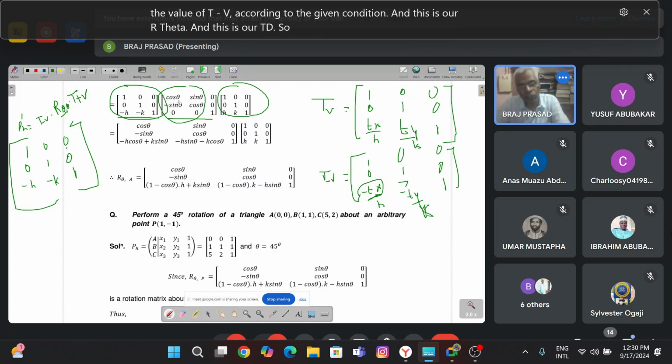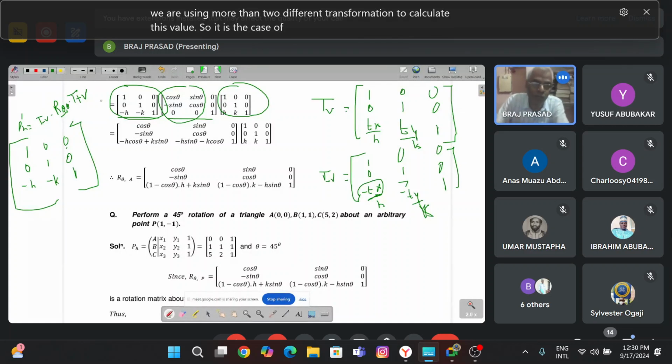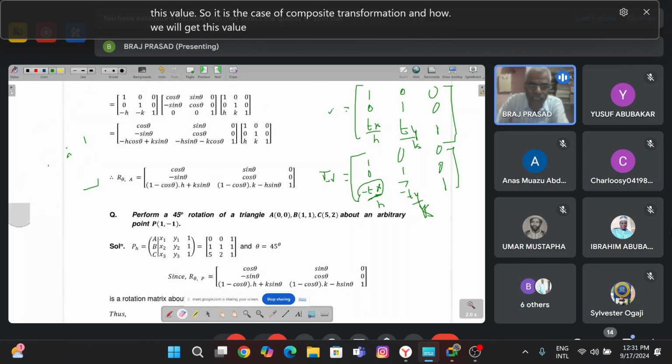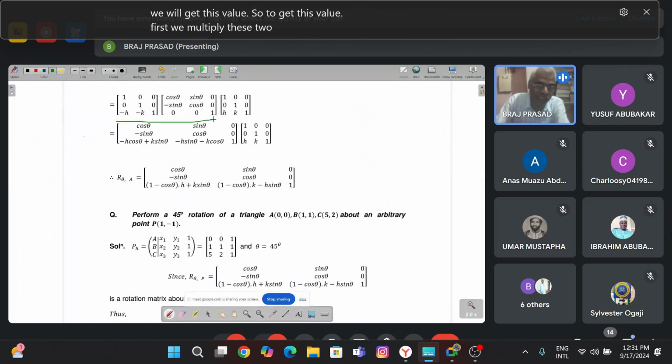So we are using three different transformations. This is our t minus v transformation, this is the r theta transformation, and this is the t plus v transformation. It means we are using more than two different transformations to calculate this value. So it is the case of composite transformation. And how will we get this value? To get this value, first we multiply these two matrices.